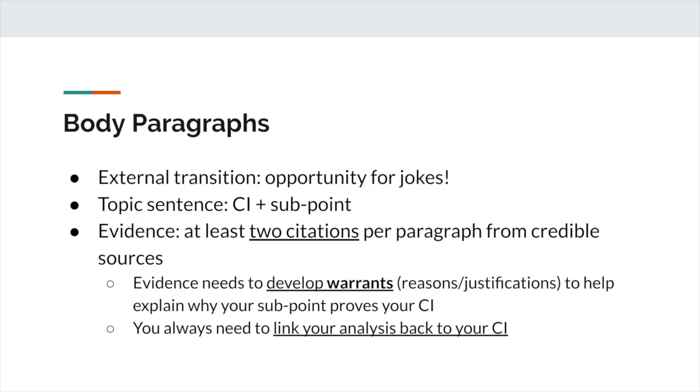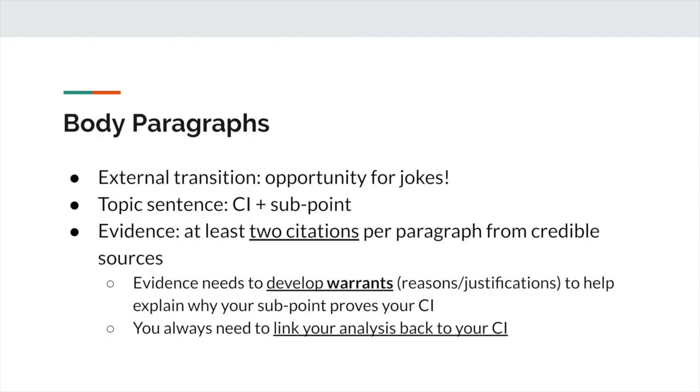And this is where you start to have citations and evidence within your body paragraphs. You need at least 2 citations per paragraph from credible news sources that support your point. Now, the most important thing about evidence, though, is that it's not just there to agree with your thesis. It's actually there to help you develop warrants. And warrants are really important in debate. Warrants are not the thing that police officers show you when they knock on your door and say, hey, now we have the right to search your house. No, warrants when it comes to extemp and debate are all about reasons and justifications.